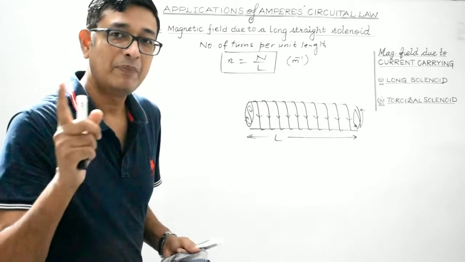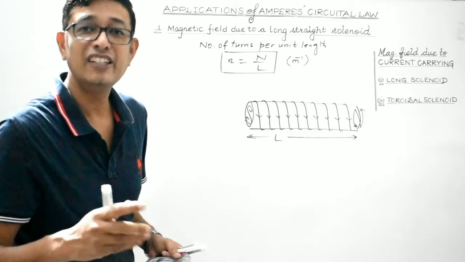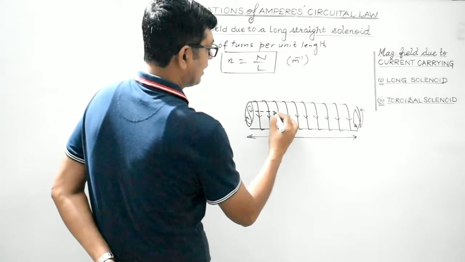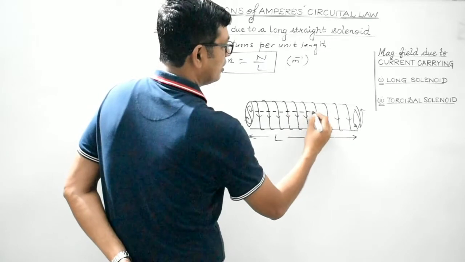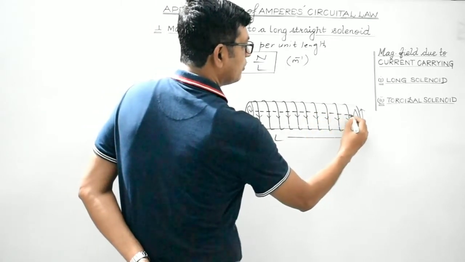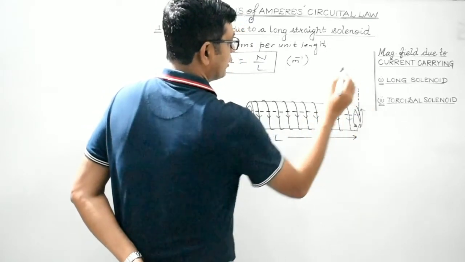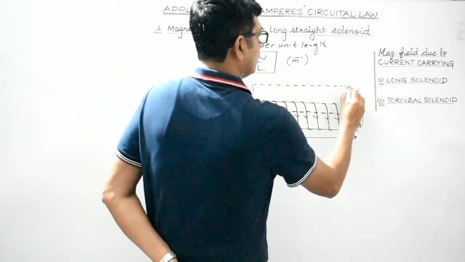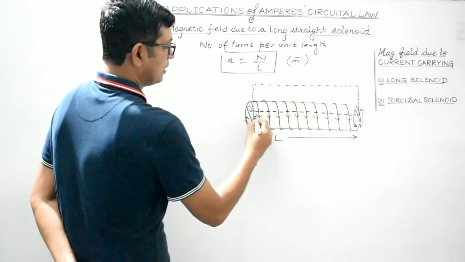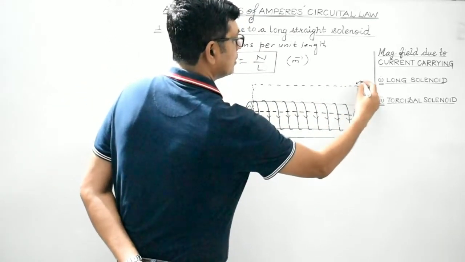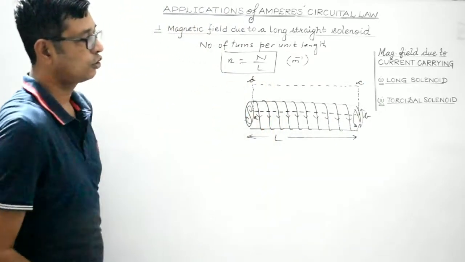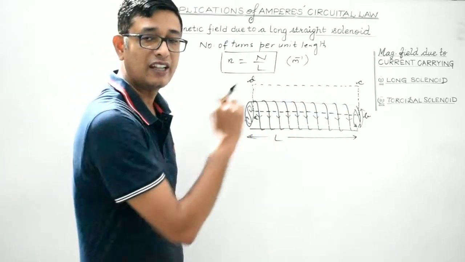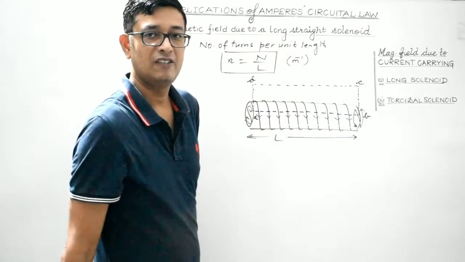Now in order to apply Ampere's circuit law, we need to consider a closed loop. Here, let's consider a rectangular loop. This is an imaginary loop, that is why I am representing it with dotted lines. We are considering a rectangular loop of length L, right? Suppose this is A, this is B, this is C, and this is D. So students, this is an imaginary rectangular loop as drawn in the diagram, of length capital L.